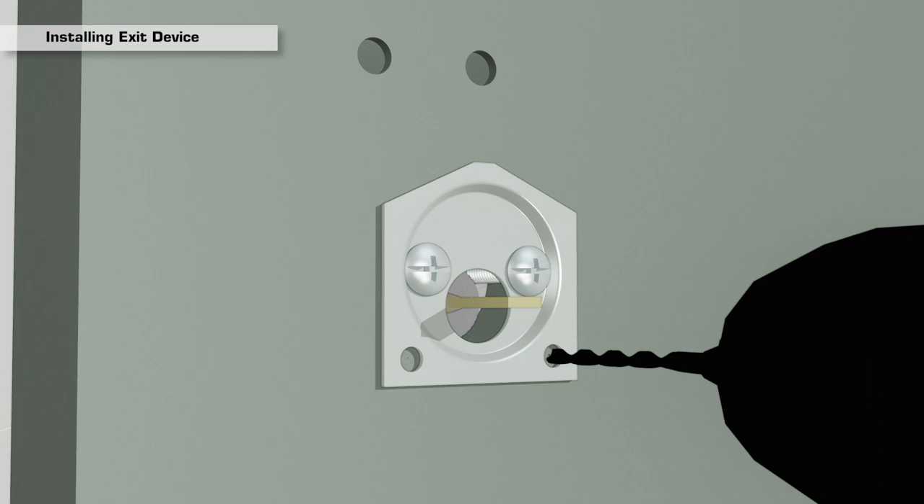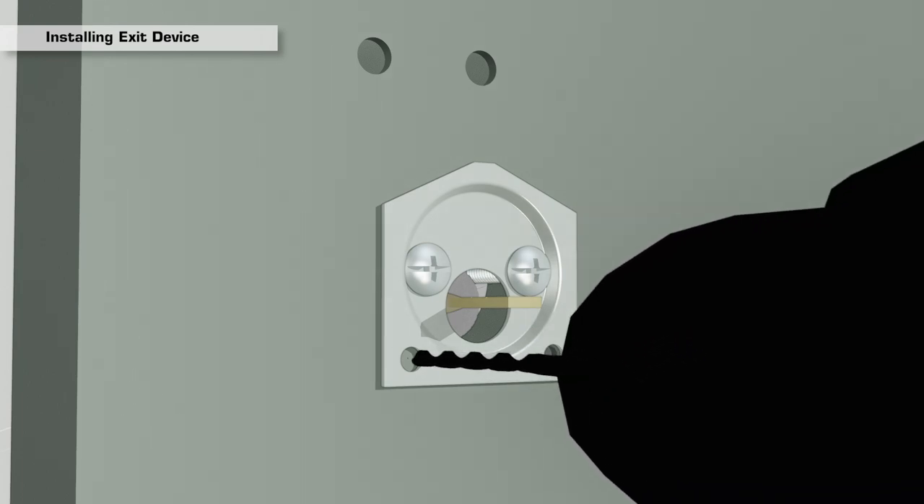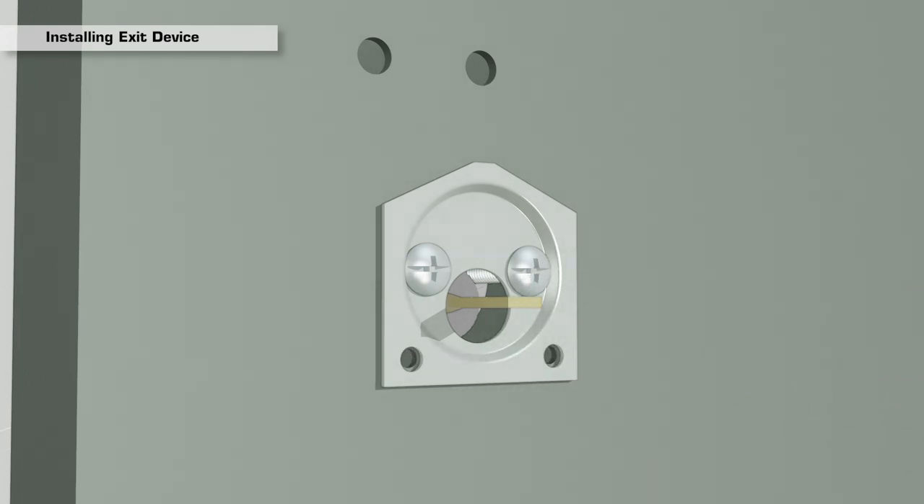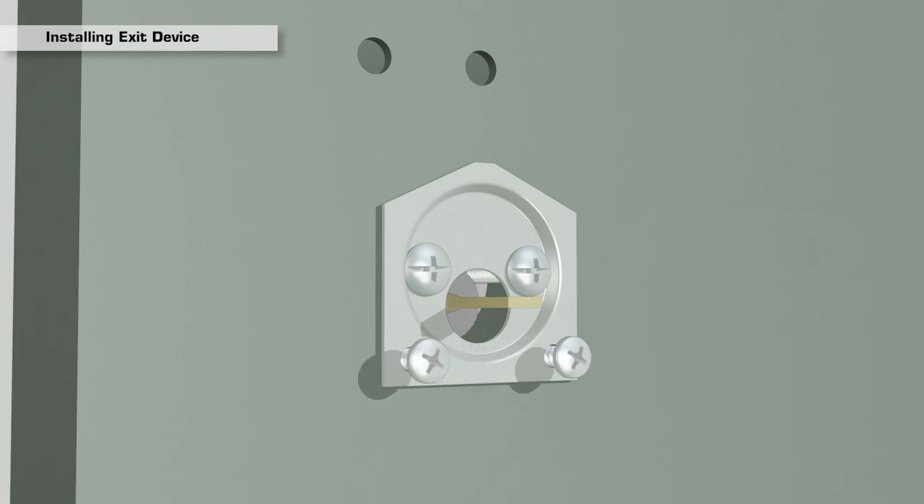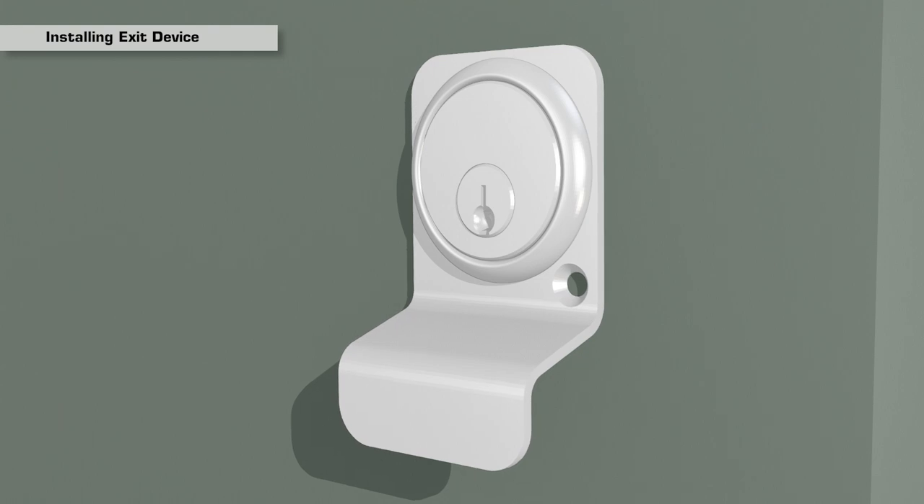Secure the mounting plate to the door by drilling two small pilot holes and secure with either the two S9 or S10 screws, depending on the type of door. Make sure the finger pull plate is straight and fasten with the S7 self-drilling screw.